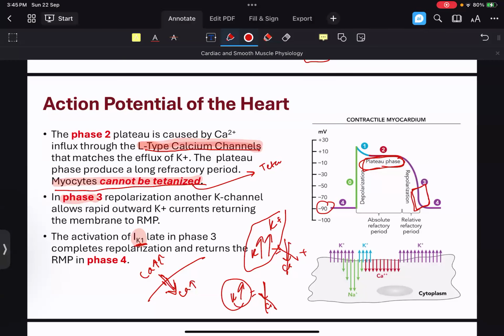And this is going to cause your cell to become more negative, until you reach the end of phase 3, where you have another potassium channel opening, which is called the IK1. The IK1 is going to cause even more potassium to leave the cell. So now your cell is becoming even more negative until you reach the resting membrane potential. Is that clear?